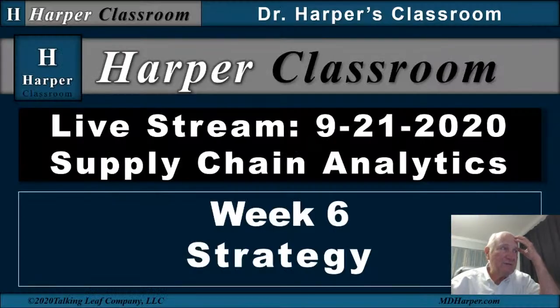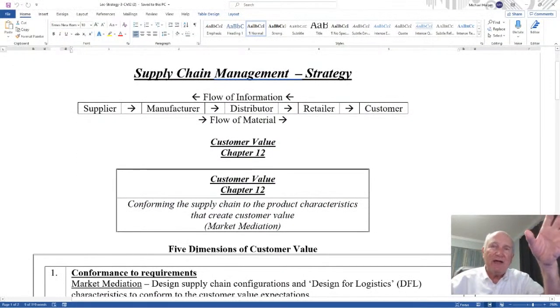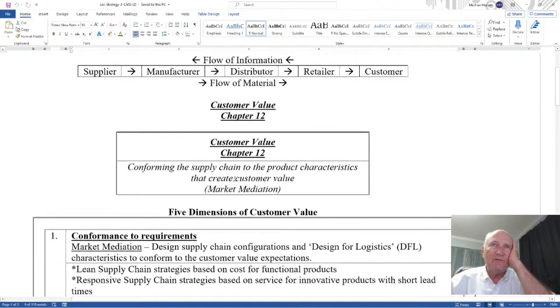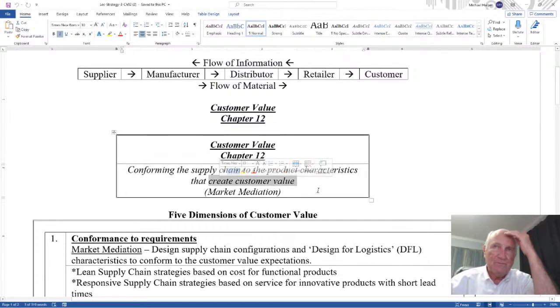Okay, next let's shift a little bit and go to customer value. So we did the supply chain, we went into the product. Now let's go to the customer value. Okay, now customer value here in chapter 12 is conforming the supply chain to the product characteristics that create customer value. Now we're focusing on the customer.